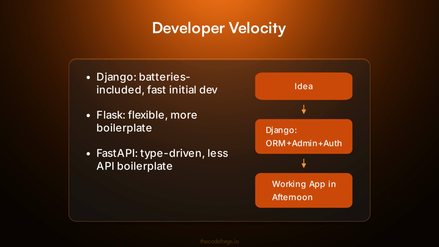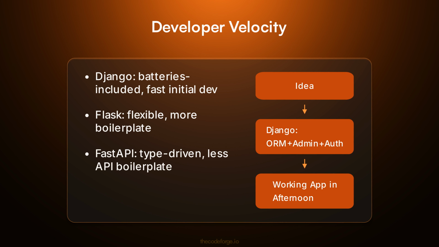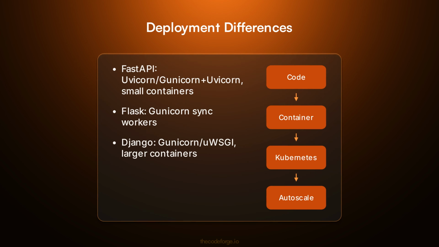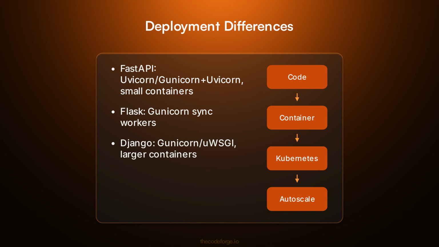Django's built-in ORM, admin, and auth let you have a working backend in an afternoon for standard CRUD. Flask gives you freedom, but you'll add extensions for everything. FastAPI reduces API boilerplate with Pydantic, but you bring your own ORM and auth. FastAPI containers are smaller because you don't need Django's ORM or admin code. Its stateless design and async workers make it natural for Kubernetes auto-scaling.